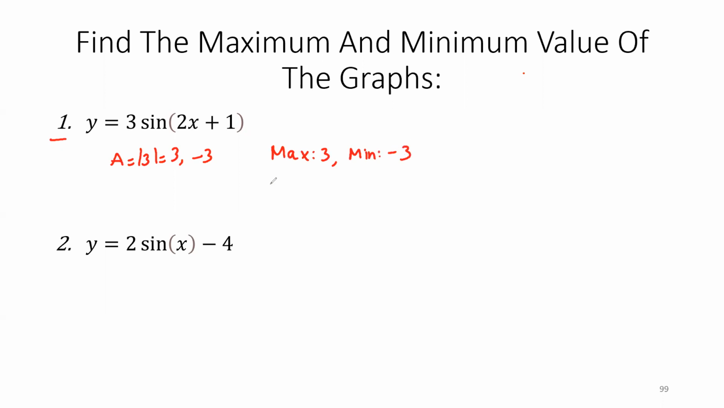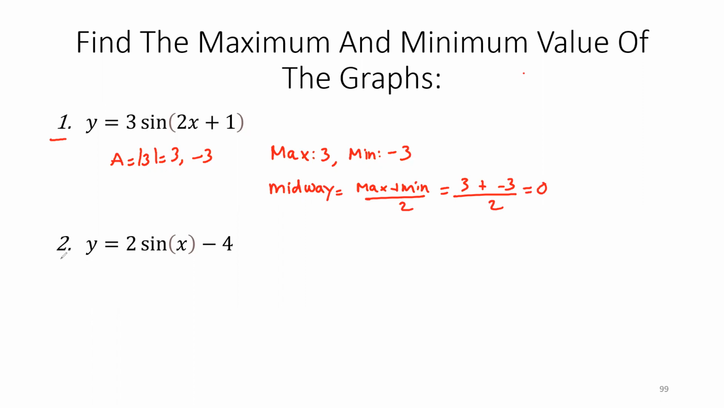And then just for curiosity, midway is the average of the max and the min. So your max is 3, plus your min, negative 3, divided by 2, which is 0.